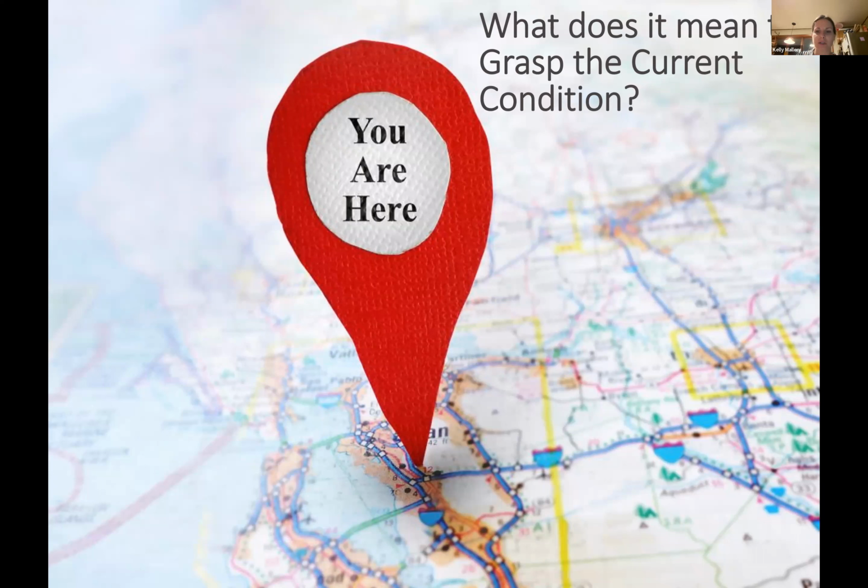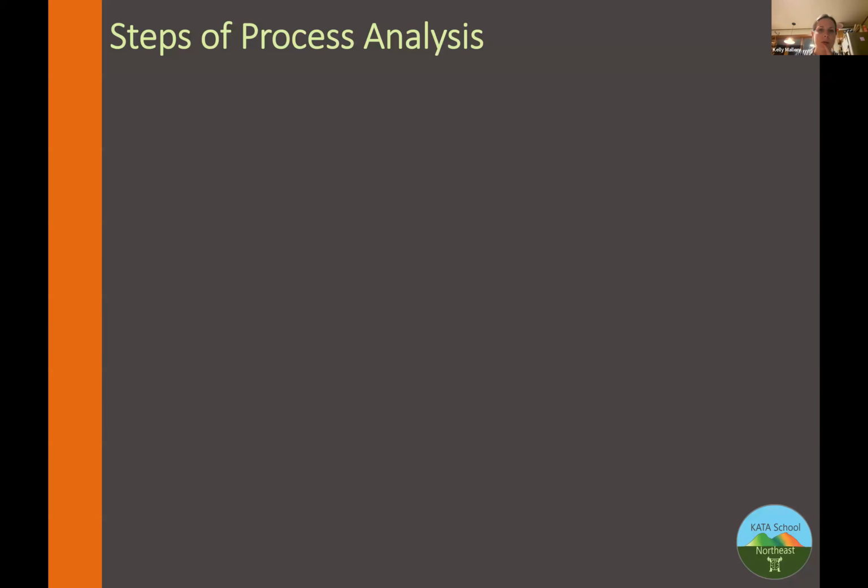The current condition should represent what happened most recently, so it should be updated every day or every cycle. And there is a starter kata to help new learners go through the process of grasping their current condition. Those are the steps of process analysis. So here are each of the steps of process analysis, and they're in the form of questions to be answered.